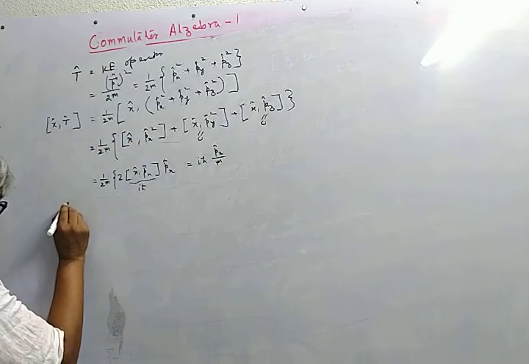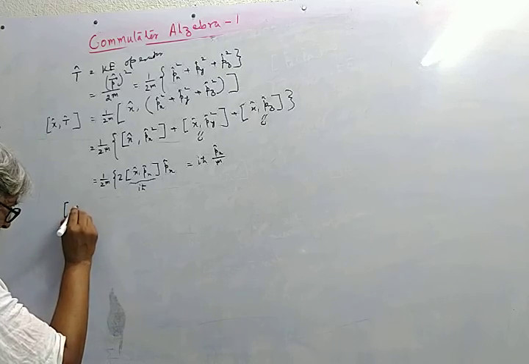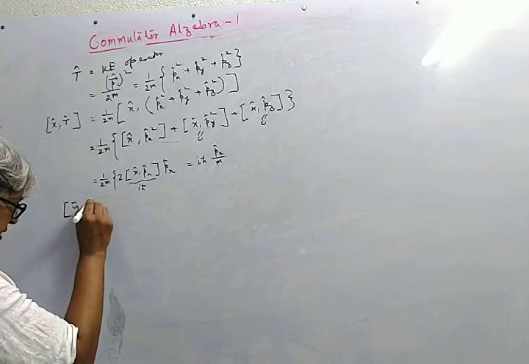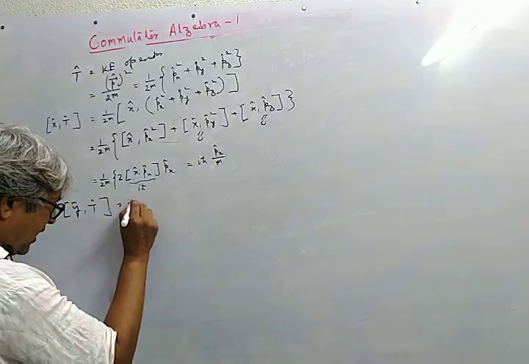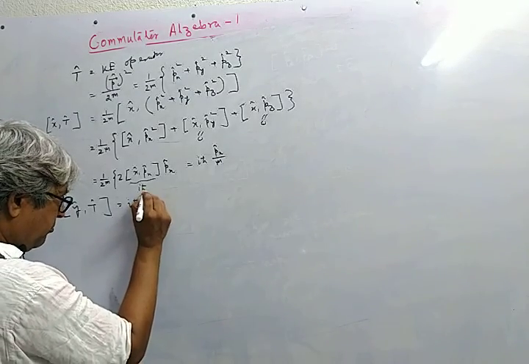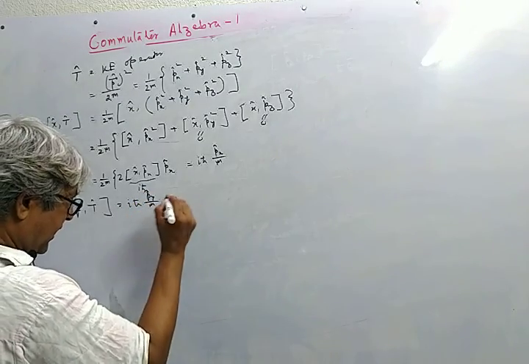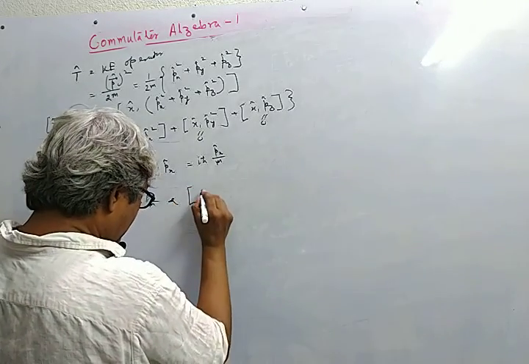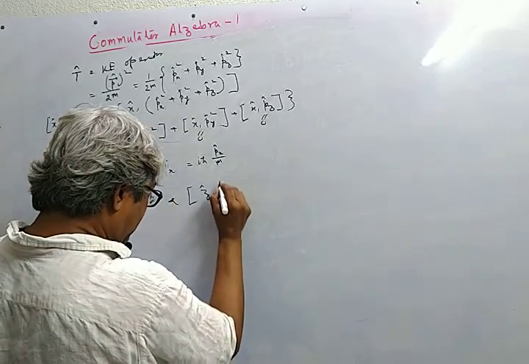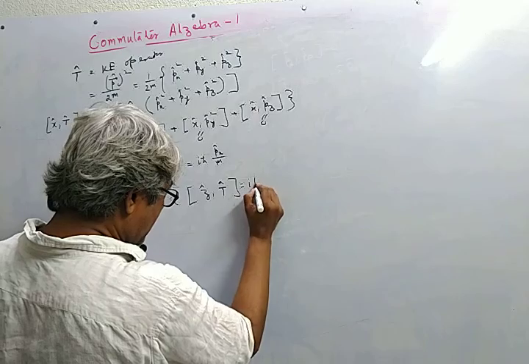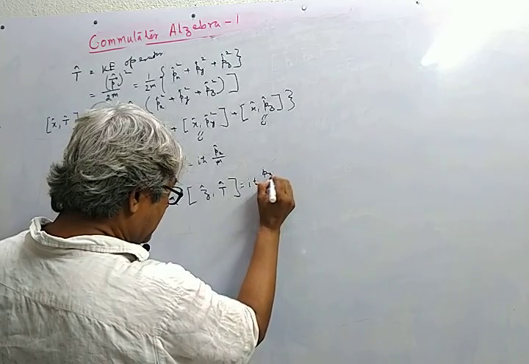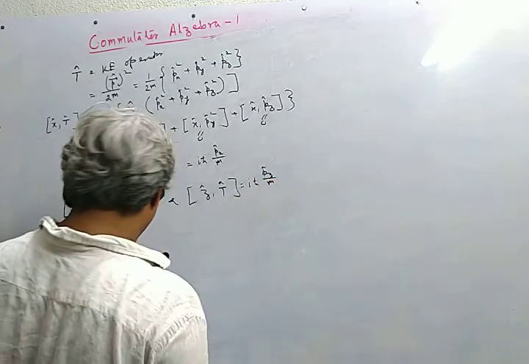Similarly, we find that [y, T] is equal to i h cross py by m, and [z, T] is equal to i h cross pz by m.